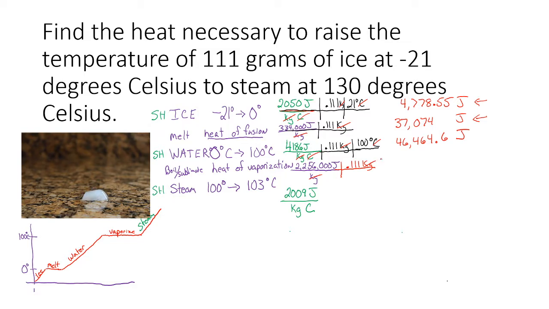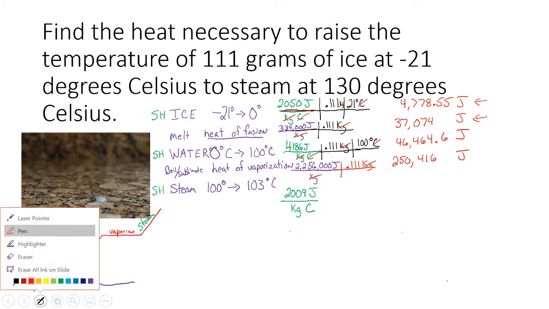And so we'll do the same thing for the next one. Cancel out the kilograms, and we'll do 2,256,000 joules times our 0.111 kilogram ice cube. And this time, well, look at this number, 250,416 joules. No wonder it takes a long time to boil a pot of water.